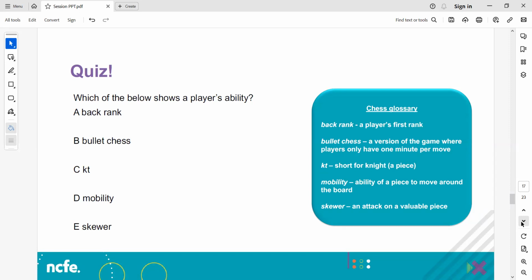So that's not describing their ability. So by their ability, we're thinking of what position or ranking they might have. I think mobility. So that's the piece moving around the board.